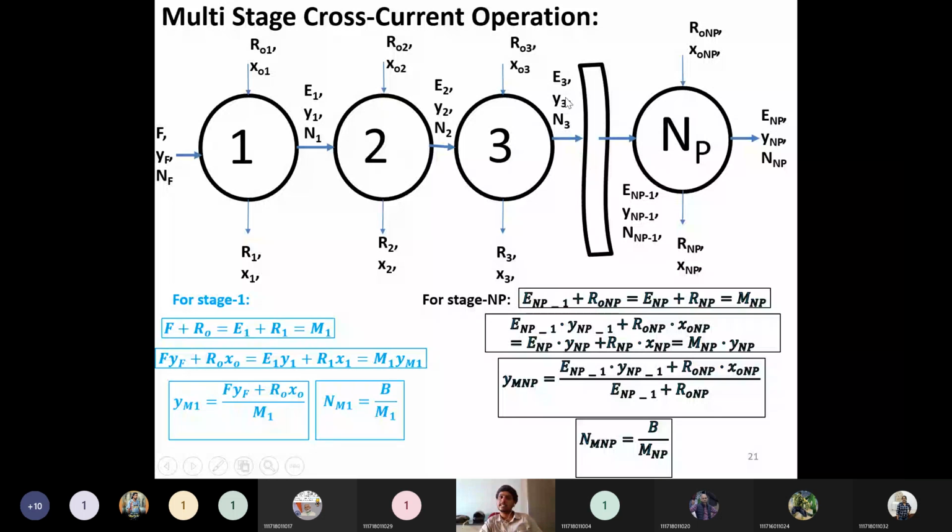In each and every stage, the solvent stream will usually be the same stream, but the quantities are different, while the solvent will be the same. So how to balance each stage? We are going to see that.